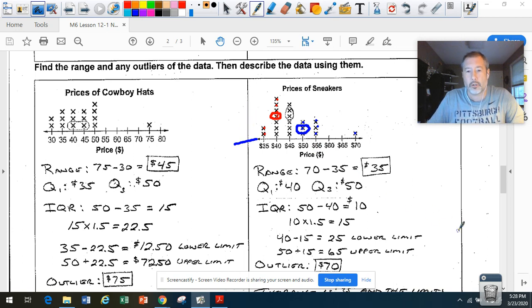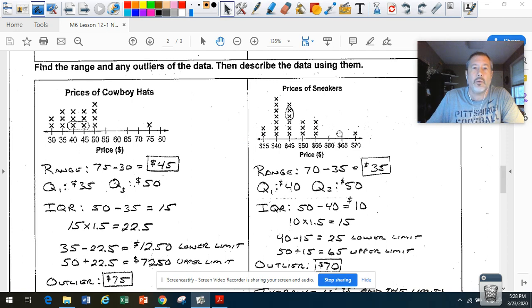Let's look at the upper. So with the upper, we'll take our Q3 plus our $15. So 50 plus 15 is 65. Our upper limit is from 65 and beyond. And as you see here, we have $70 here. So we do have an outlier of $70.